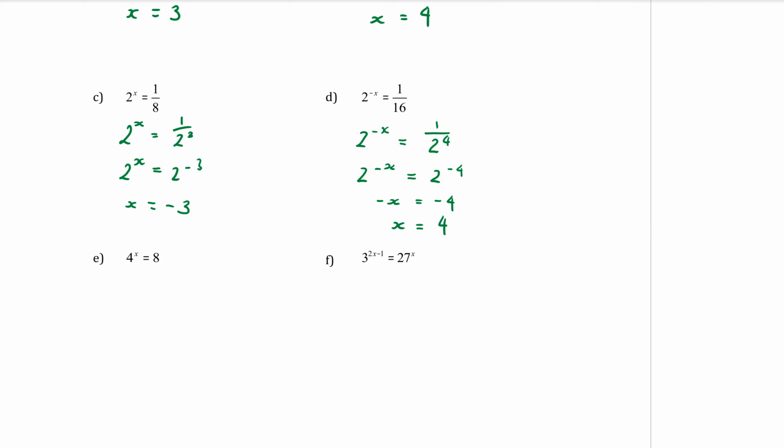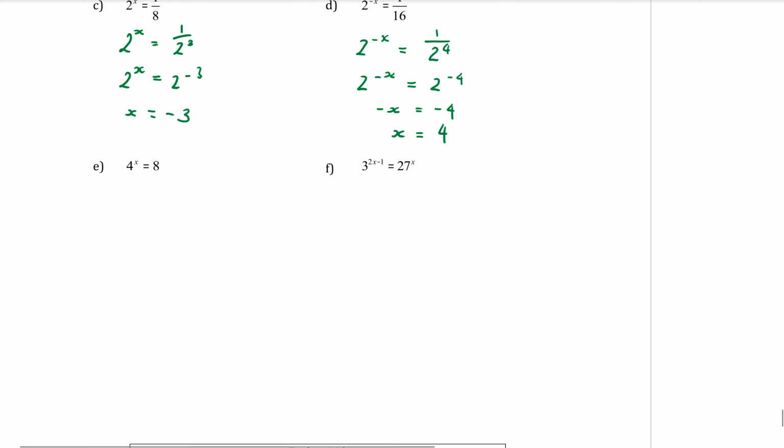We're going to have to change our base a little bit more, for E especially. Okay? So we have a base of 4 on the left-hand side. The problem is, can I write 8 with a base of 4? No. Okay, 4 to the power of 1 is 4, 4 to the power of 2 is 16. There's nowhere in there, without going to a decimal, and we don't want to go to decimals, of getting an 8 with a base of 4.